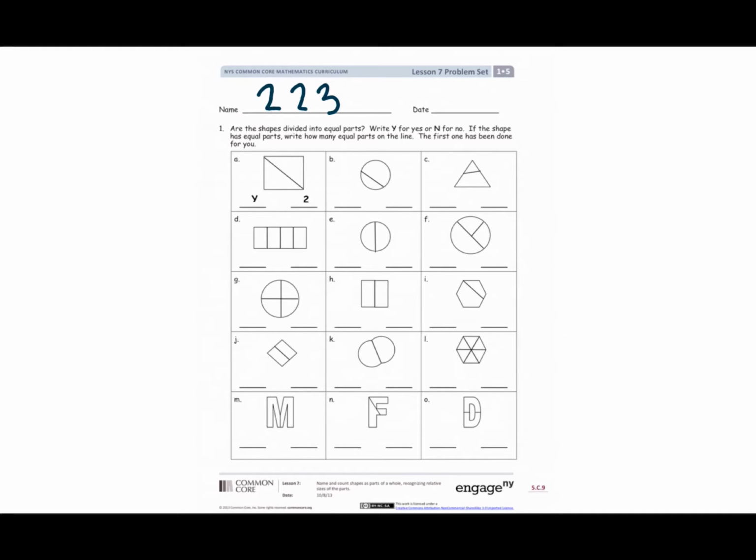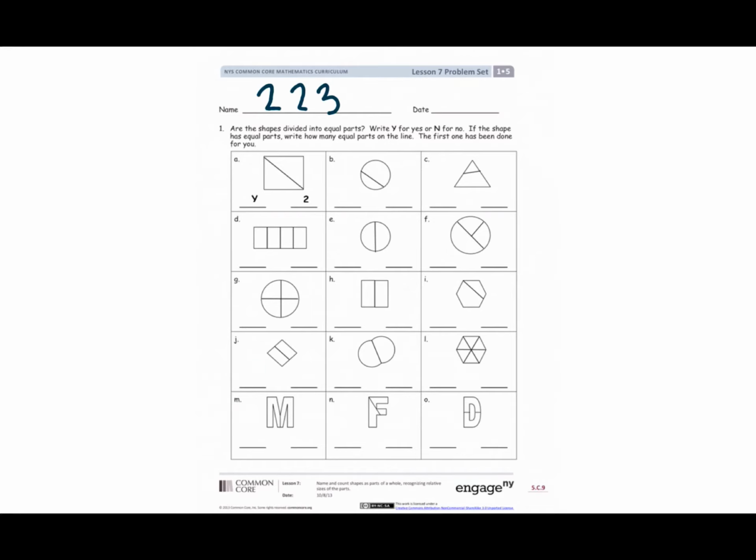And today, boys and girls, we're going to look for the shapes in each box that are divided into equal parts. We're going to write yes if they are equal, and then we'll write the number of parts that are equal, or if they're not equal, we'll write N for no, and we're not going to write a number.